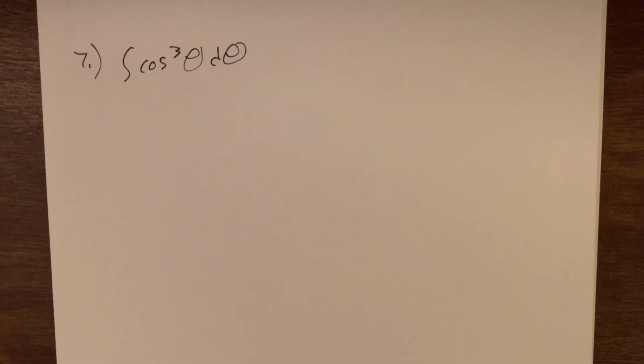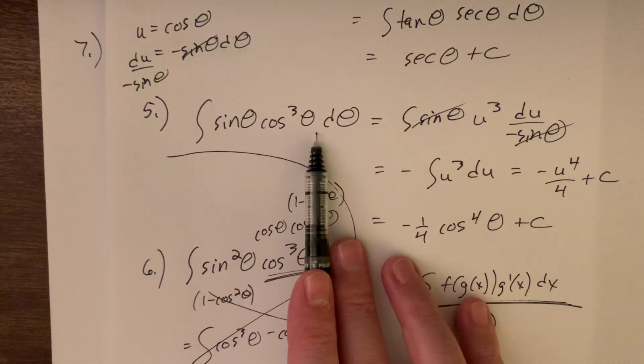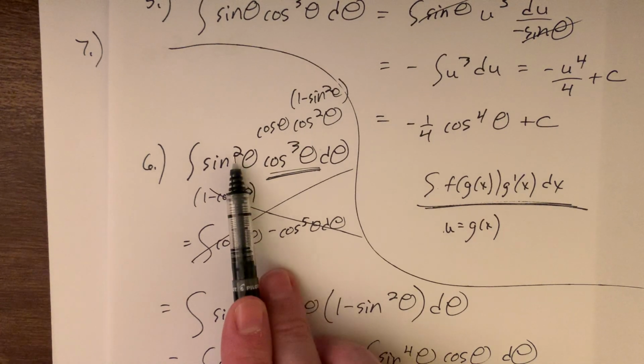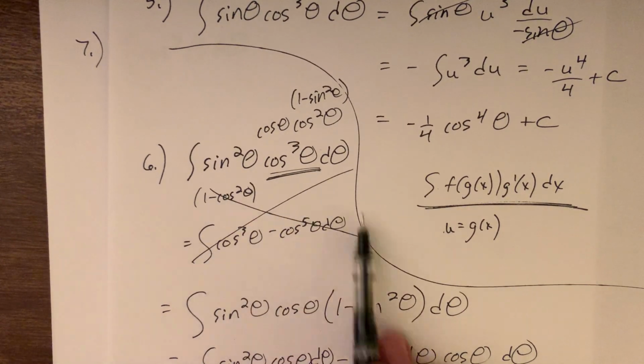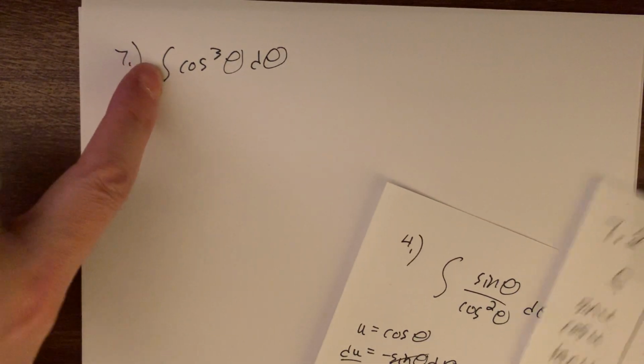Next, number 7. Let's look at the integral of cosine cubed. Now, I hope you're starting to realize subtle changes in these trig problems can make for very different experiences. Go back to number 5, sine times cosine cubed, which was perfectly ready for a U substitution. But make that sine squared times cosine cubed, and now you've got a lot more manipulating that needs to be done. So now in number 7, there is no sine function at all.